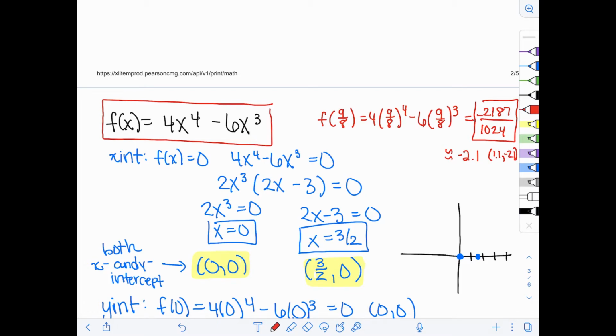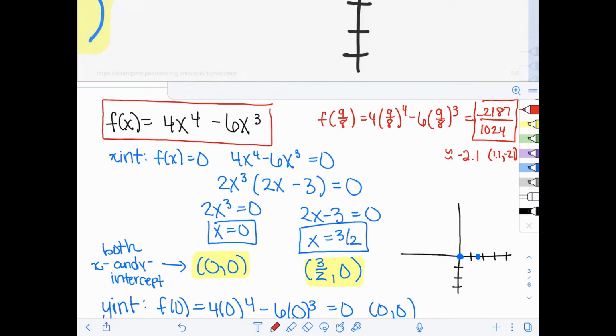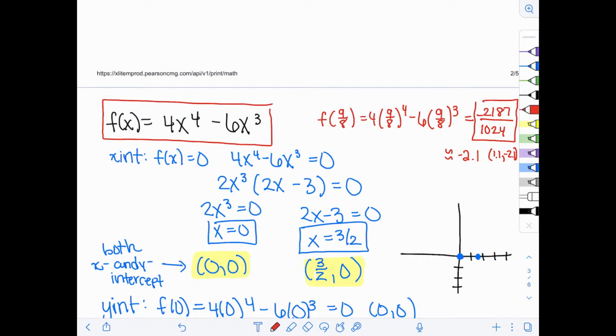So if I wanted to add to the sketch that I have started here, I could go ahead and plot this point, about 1.1 and negative 2.2, which would be a point right about here, where I would expect there to be a relative min in my graph. Okay, but now let's go ahead and look at the second derivative.